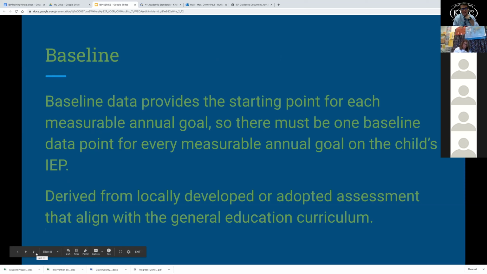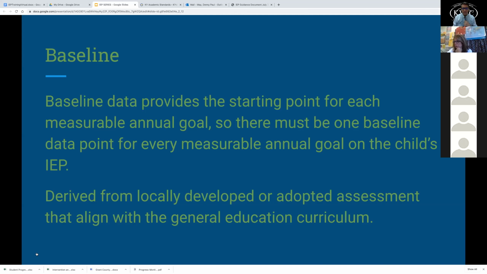And then we know baseline data provides the starting point for each measurable annual goal. So there must be baseline data points for every measurable annual goal on the child's IEP. So there's a thread from the present level through the goal, and the goal is tied to those statements. So when you write your statements in the way that we just did in the breakout room activity, then you can jump from that point and you can write a goal that's measurable, and it's going to extend that, and it's going to be one that you've discussed, and you feel like it's a goal that's beneficial to close that gap in that particular academic or functional area.